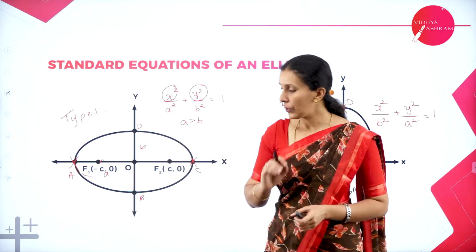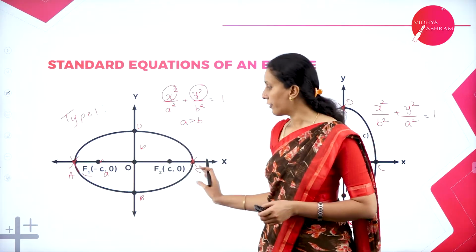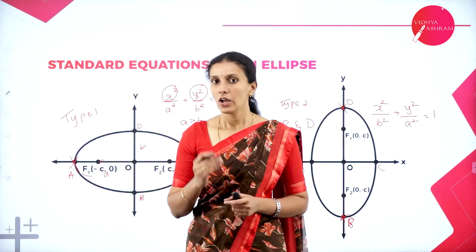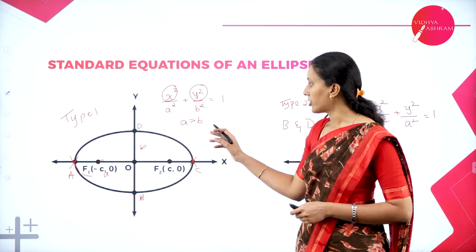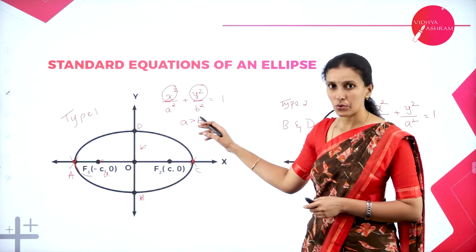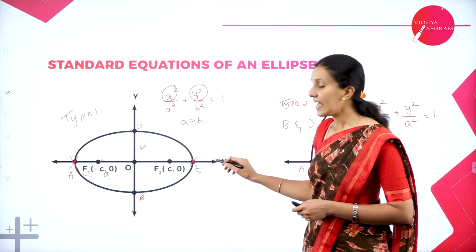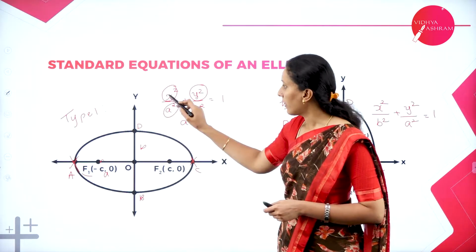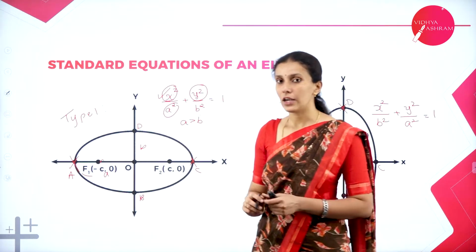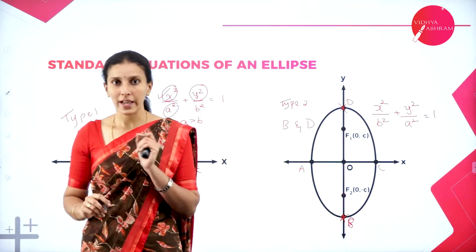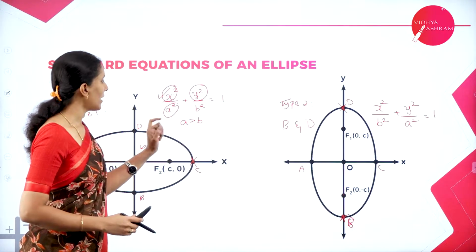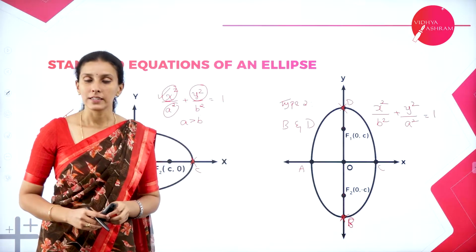Thus what we can conclude, the focus of the ellipse and vertices of the ellipse always lie on the major axis. Also, the standard equation will be x square by a square plus y square by b square is equal to 1 if x is the major axis. That is, if the coefficient of x square is greater than that of y square, then we can conclude that its major axis is x-axis, and we can write the standard form x square by a square plus y square by b square is equal to 1.